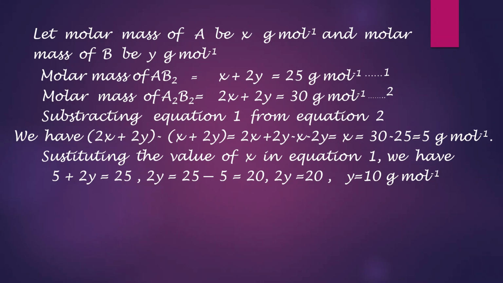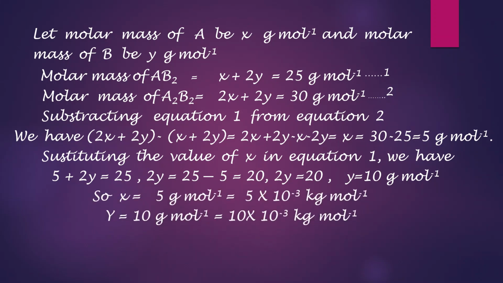So we know that x equal to 5 gram per mole. If you convert that into kg per mole, it will be 5 into 10 power of minus 3 kg per mole. Similarly y equal to 10 gram per mole, you convert this into kg per mole, that will be 10 into 10 power of minus 3 kg per mole. So the correct option is the third option, that is C. Let us take the next question.